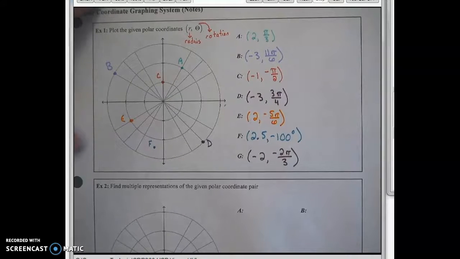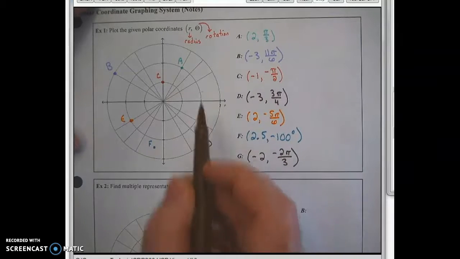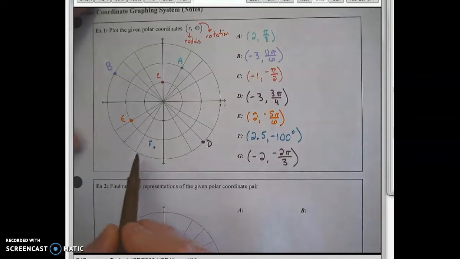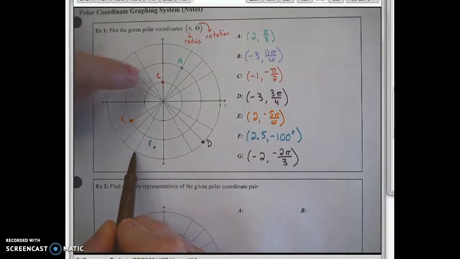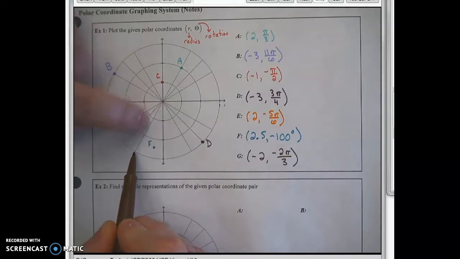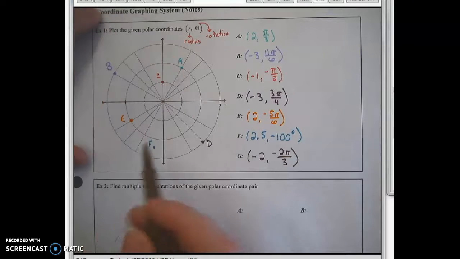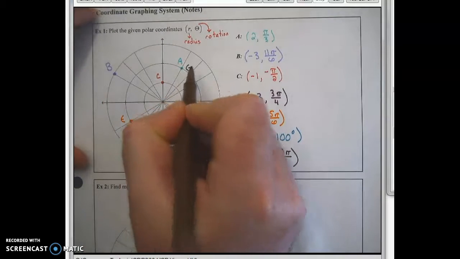All right, let's see how you did. So I'm counting by 60s. I'm going negative 2 60s, so negative 1, negative 2 60s. Okay, this is my angle. I've got a negative radius. This would be going towards it, so I want to go the opposite way. OMG, it's the exact same point.